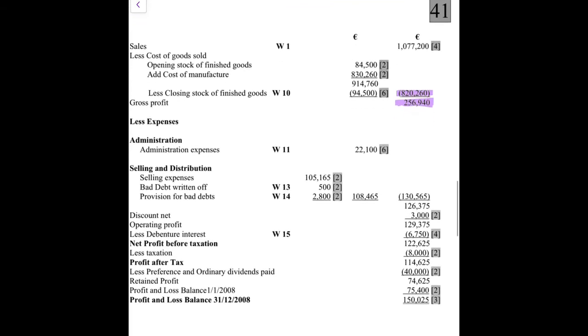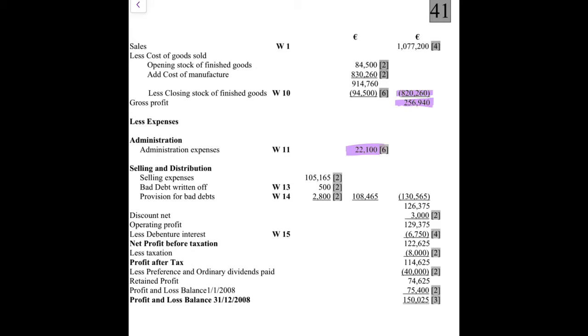Then you're going in with your expenses. You've got your administration expenses. That was the suspense working. So you can see there you've got 6 marks for that. That's the only admin expense. So you can see any of the figures that we had to do a bit of work for, they're worth a lot more marks. Then you've got your selling and distribution expenses. Selling expenses is coming straight from the trial balance. We didn't do anything for that.